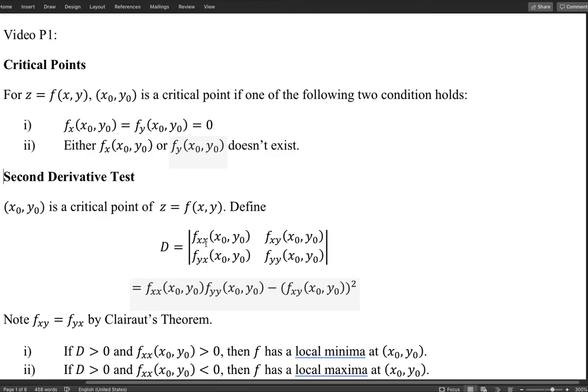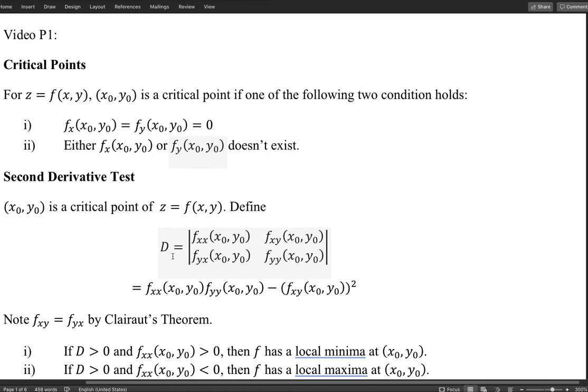And the determinant arranged according to the second order partial derivatives. Remember, there are 4 second order partial derivatives, right? Namely fxx, fxy, fyx, fyy. And also, I hope you still remember, because of the Clairaut theorem, fxy and fyx are the same. So we have this as the perfect square over here, because fxy and fyx are just the same. Okay, this is how we define D.